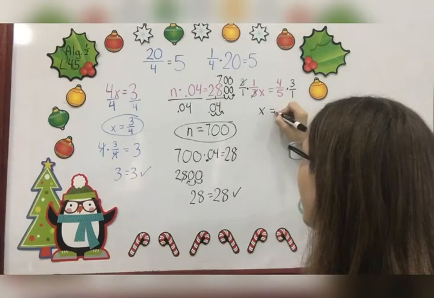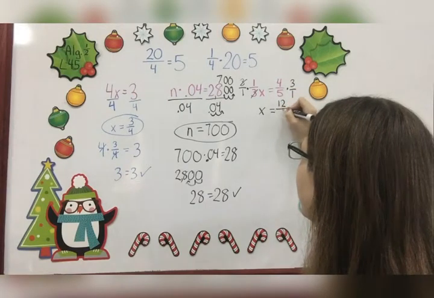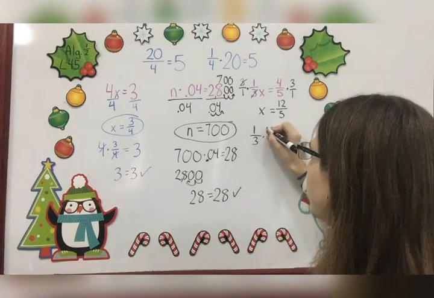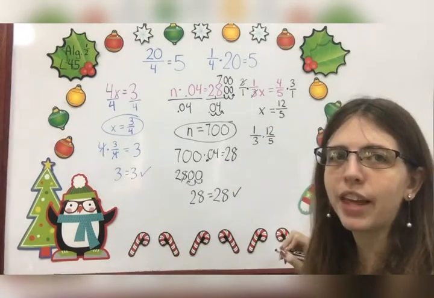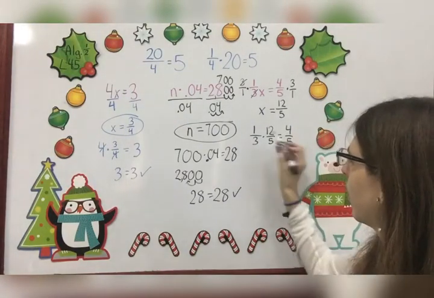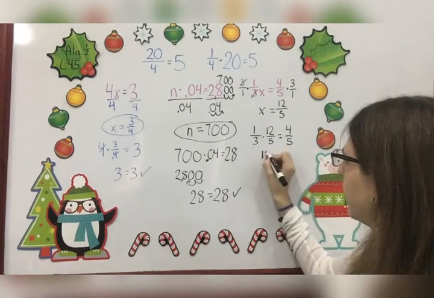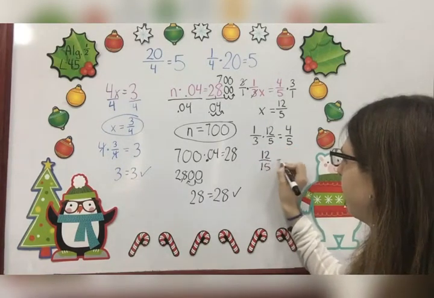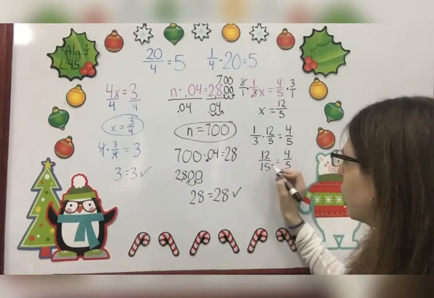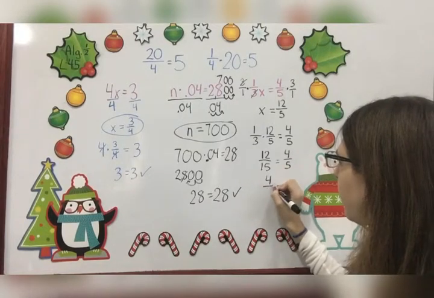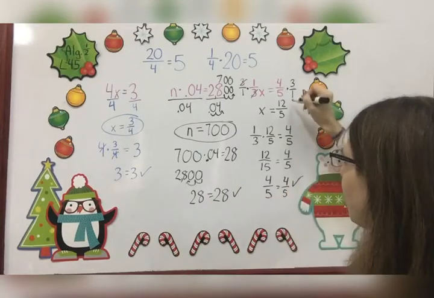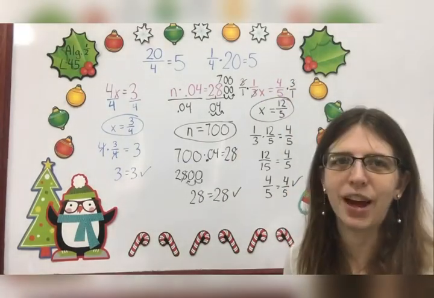So I'm left with x. 4 times 3 is 12. 5 times 1 is 5. x equals 12 fifths. I'll check it by putting 12 fifths in place of x. So I have 1 times 12 is 12. 3 times 5 is 15. Equals 4 fifths. The greatest common factor for 12 and 15 is 3. 12 divided by 3 is 4. 15 divided by 3 is 5. 4 fifths equals 4 fifths. My problem checks. So 12 fifths is the correct answer.